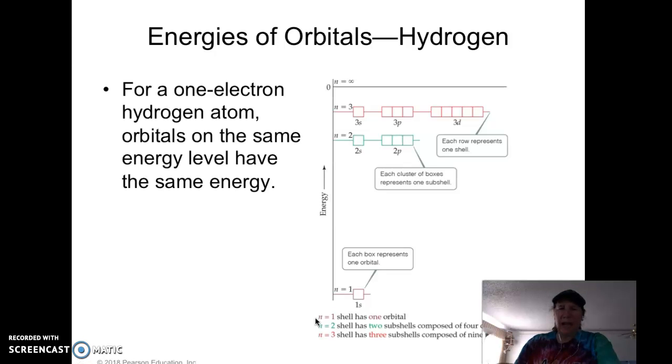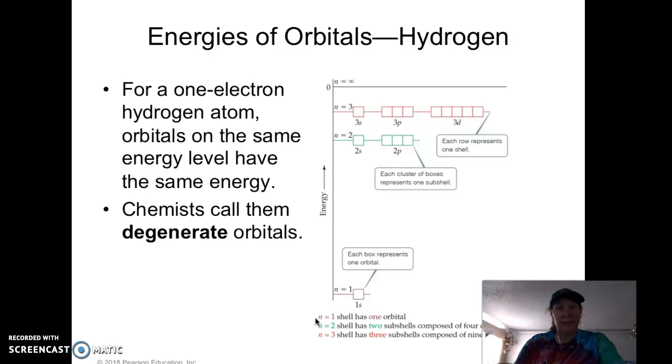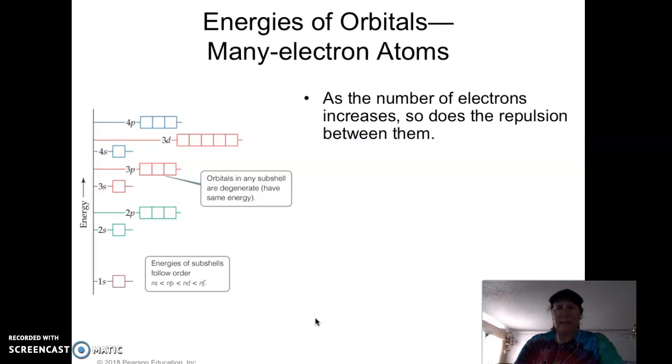Okay, here's hydrogen. Again, hydrogen only has 1 orbital. It's a really small one. It actually only has 1 electron, so it has 1 s orbital with 1 electron in it, and that's it. Okay. Those orbitals, they can call them degenerate, but again, we're not going to spend a lot of time talking about that.